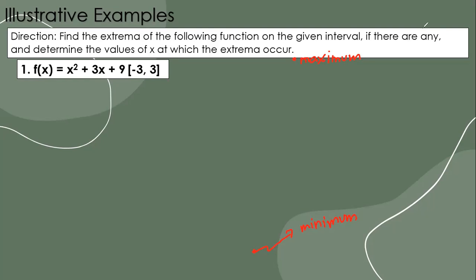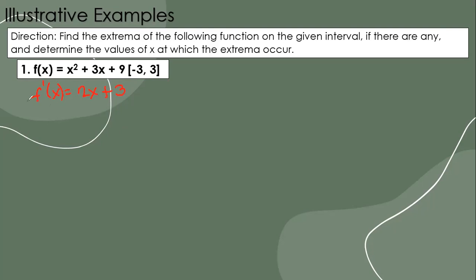Balik tayo sa ating example. So f of x is equal to x squared plus 3x plus 9 from negative 3 to 3. So anong unang step? Find the derivative of our function. So the derivative f prime of x is equal to 2x plus 3. Okay, that is the first step. And then, the second step, i-equate daw natin yung ating function or first derivative sa 0 and then find x.